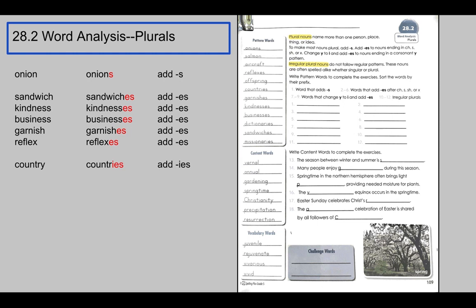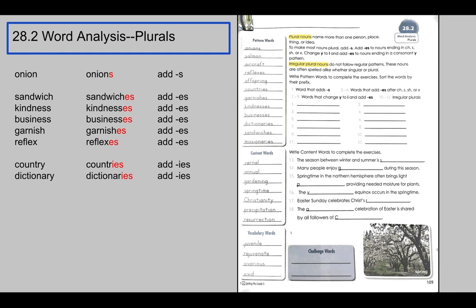All right, let's go on to the next section, and that's where, if a word ends with a Y, we're going to change the Y to I before we add ES, and that would be a word like country. The United States is a country, but if I wanted to talk about the countries of North America, then I would say Canada, the United States, and Mexico are the countries of North America. Countries is plural. We change the Y to I and add ES.